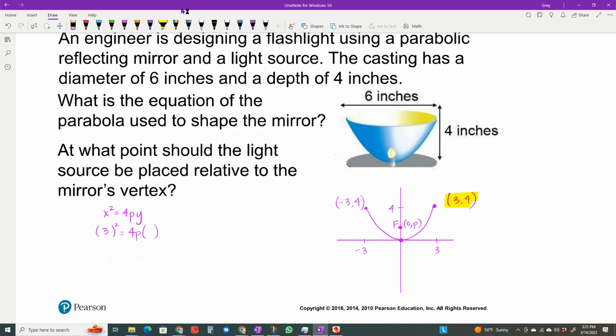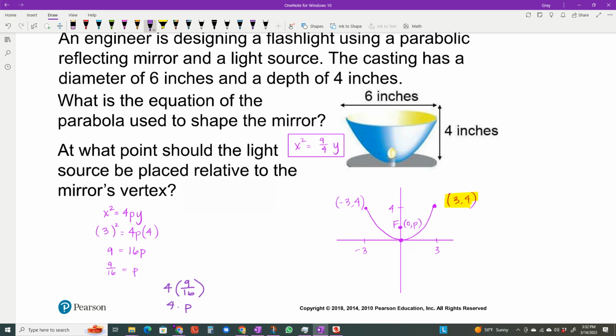So 3 squared is equal to 4p times y, which is 4. So that means that 9 equals 16p and p equals 9/16. Now I go plug that in. If I plug that in, then I'm going to have 4 times 9/16, and that becomes 9/4. So my equation is going to be x squared equals 9/4 y, because I just plugged in. That's 4. This is 4p.